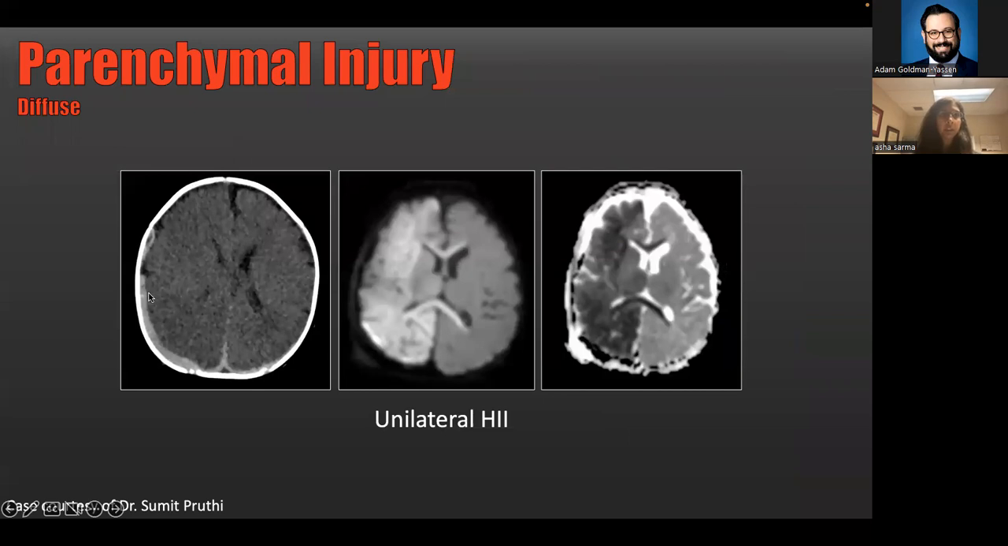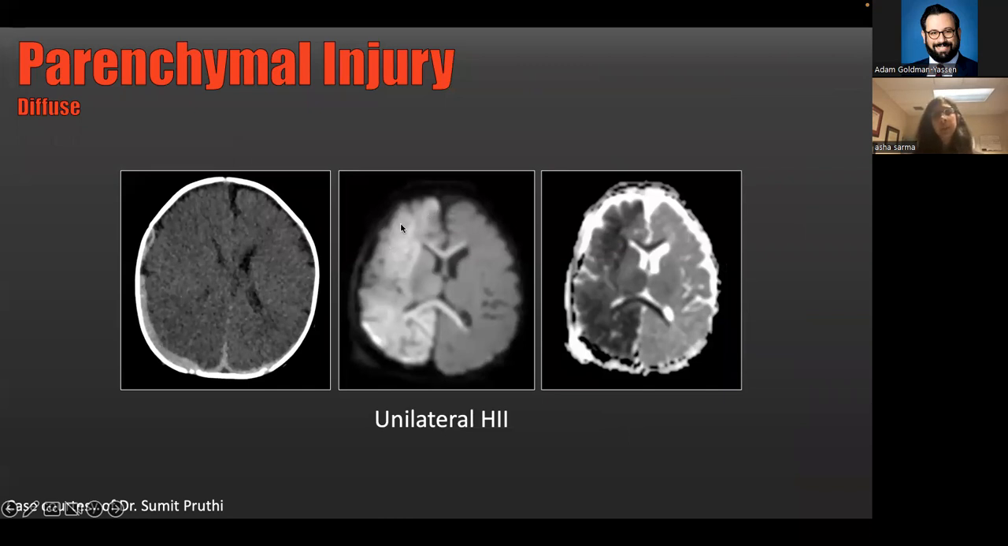There's a unilateral subdural on this side, and you can see that there's a lot of mass effect on this side, more than you would expect for the size of the subdural. So that's a tip-off that something could be going on in the parenchyma on CT, even if the details are not well appreciated.